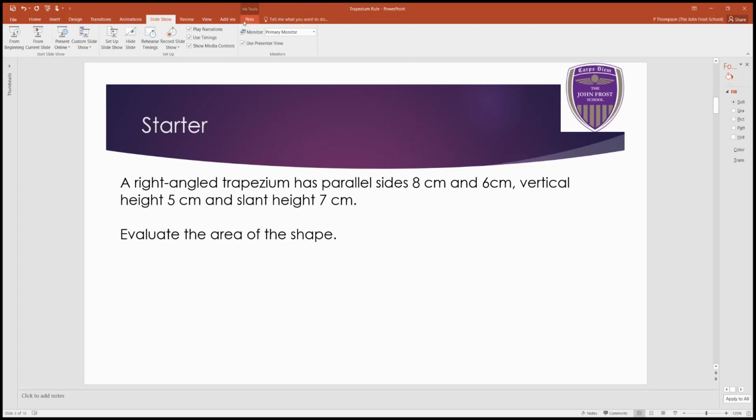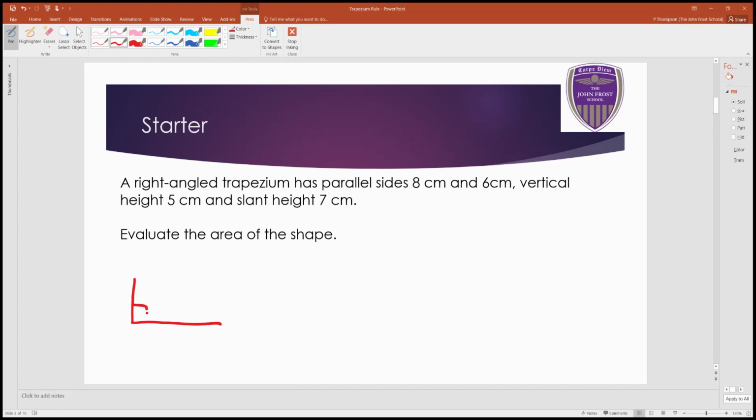Okay, welcome back. So this one is about a trapezium. I'll draw the trapezium. It's right angled. It's got parallel sides 8 centimeters and 6 centimeters, and it's got vertical height 5 centimeters and the slant height is 7 centimeters.